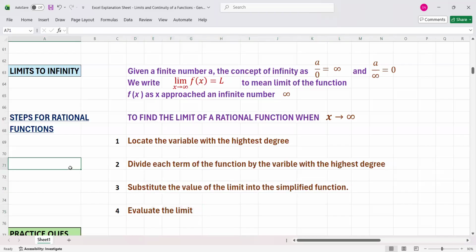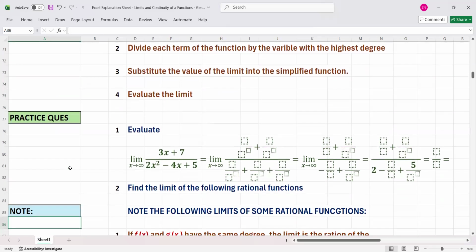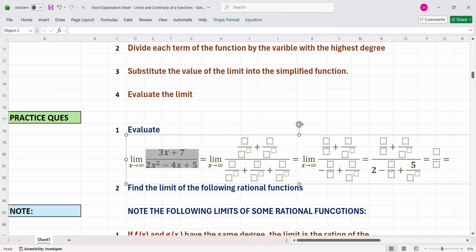Let's take an example to explain this point. Okay, so let's take this particular problem. I have 3x plus 7 in the numerator, and then 2x squared minus 4x plus 5 in the denominator. So based on what we have read, what is the highest degree polynomial in this function?